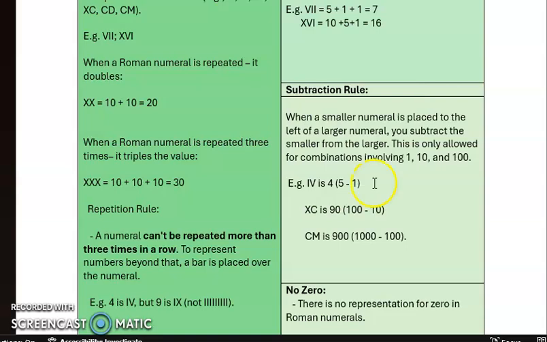Let's look at how 90 is written. The X, which is 10, and the C, which is 100. The X comes before the 100. So therefore, it's 100 minus 10 to give you 90.